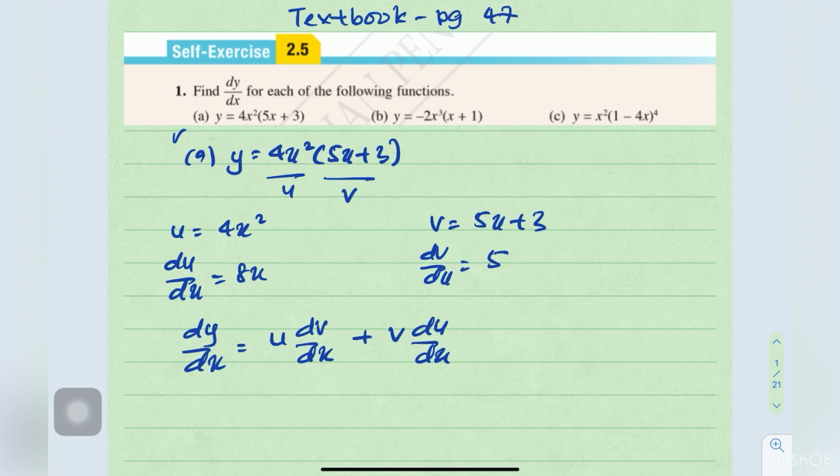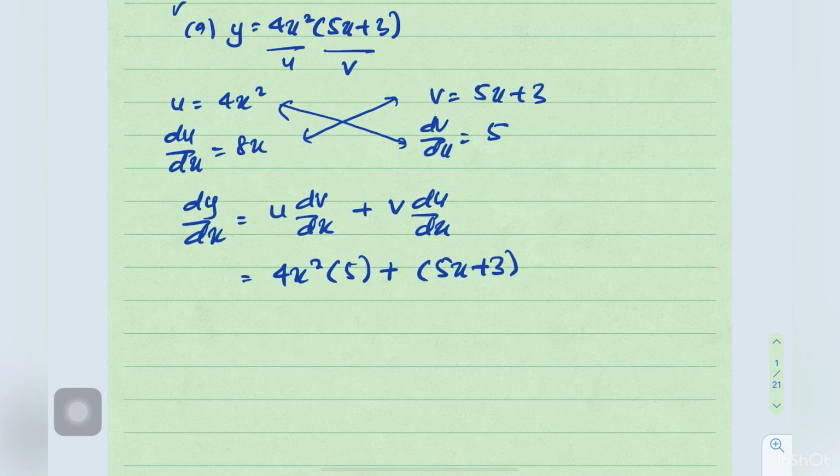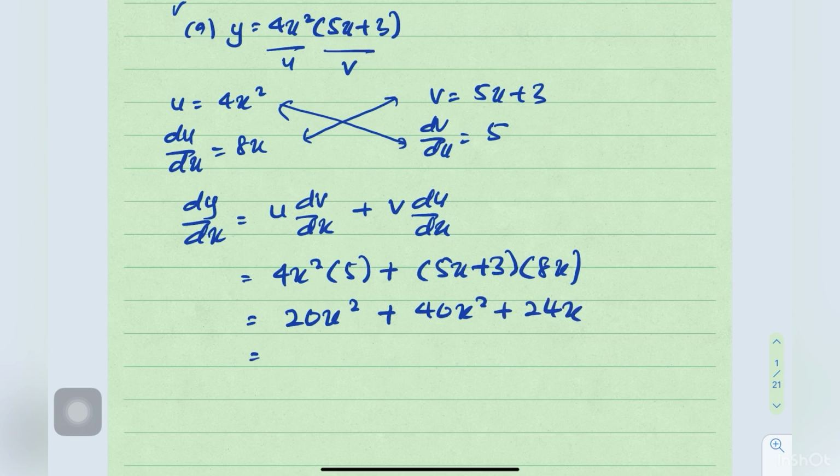Then you just substitute into the formula. Okay, u dv/dx, this one times this one, plus this one times this one. So you substitute in the formula. This one becomes 4x squared times 5 plus (5x plus 3) times 8x. Okay, we simplify, we get 20x squared plus 40x squared plus 24x. Then like terms: 60x squared plus 24x.